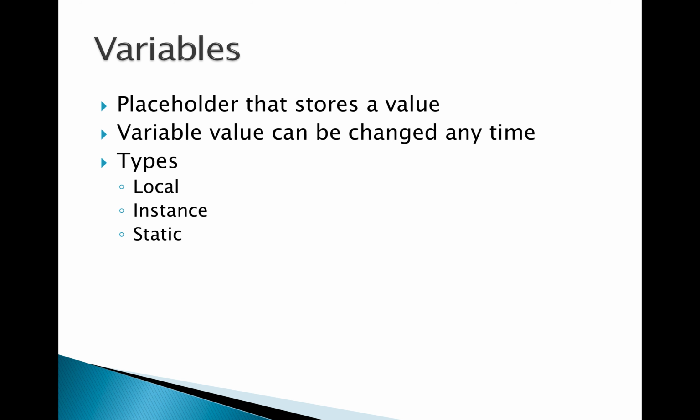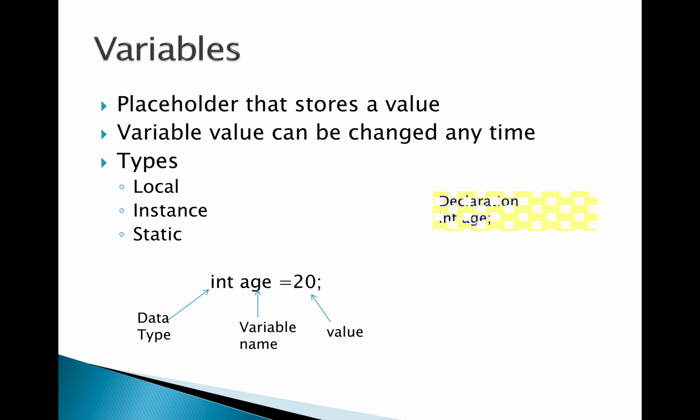There are three types of variables: local variable, instance variable, and static variable. We are going to learn now about local variables. We will soon learn what a static variable and an instance variable are in further sessions. If I give a statement like int age = 20, here int means we are saying the data type. And then age is nothing but the variable name, and 20 is the value that we are assigning to the variable.